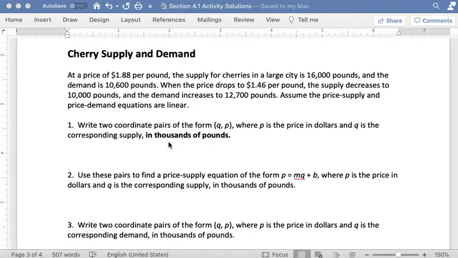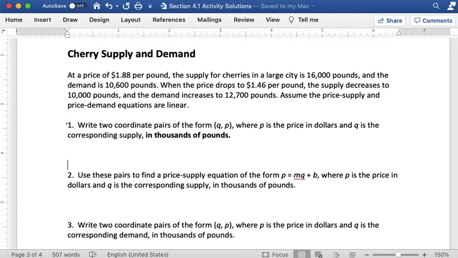Now a key here is that we want supply to be in thousands of pounds. So we're not going to use the numbers here, we're going to put them into thousands of pounds. So 16,000 is 16,000 pounds. So I would put 16 in for Q.